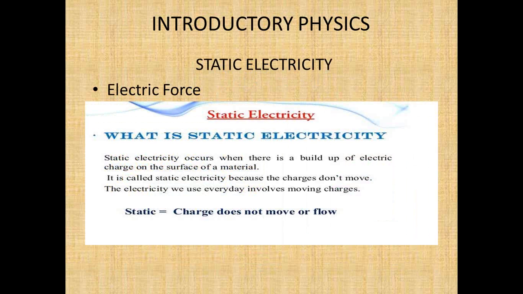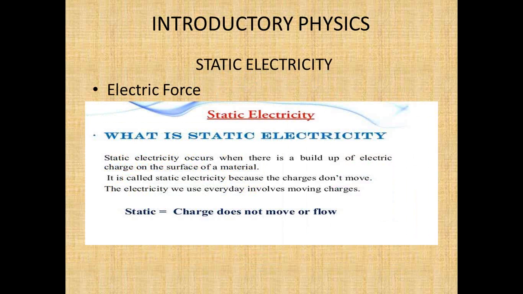So what is static electricity? We have shown you how we can develop charge on objects, and we talked about electric force. But what is static electricity? Even though we create charges on objects, the charges are not moving. The charges are stationary. So when we put a negative charge on the balloon, these electrons are on the surface of the balloon and they're not moving.